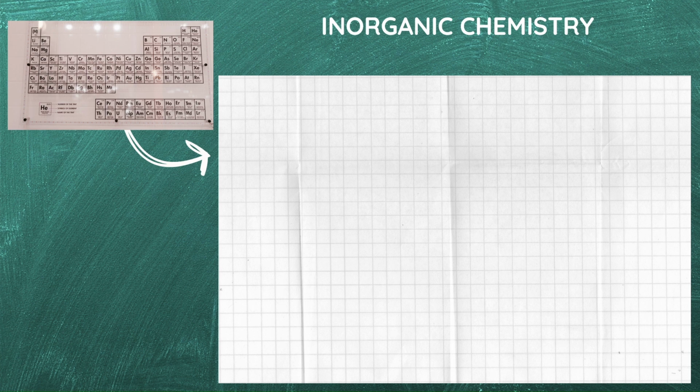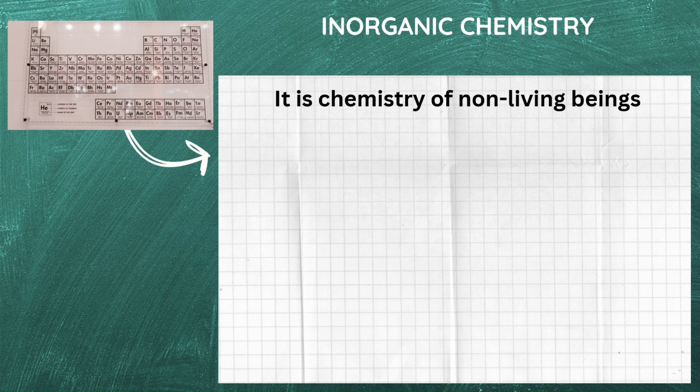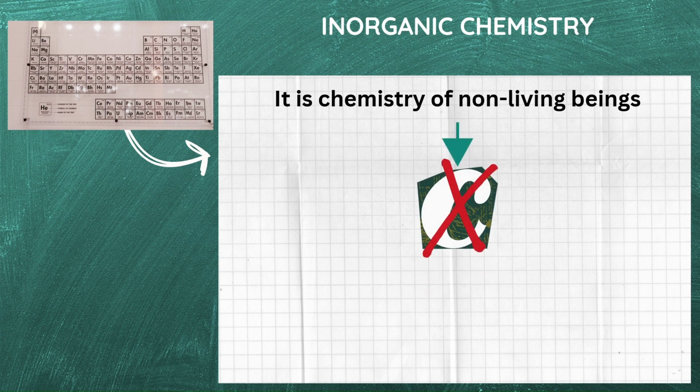Inorganic chemistry covers everything that isn't a part of organic chemistry. It is basically the chemistry of non-living things. And by definition, you know that organic chemistry contains mostly carbon-containing compounds. So naturally, in inorganic chemistry, most of its compounds will not contain carbon as a major constituent.